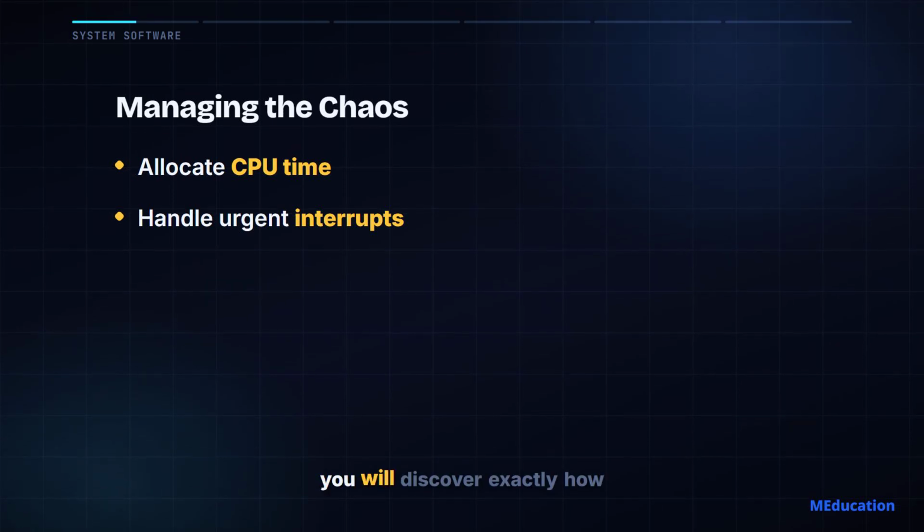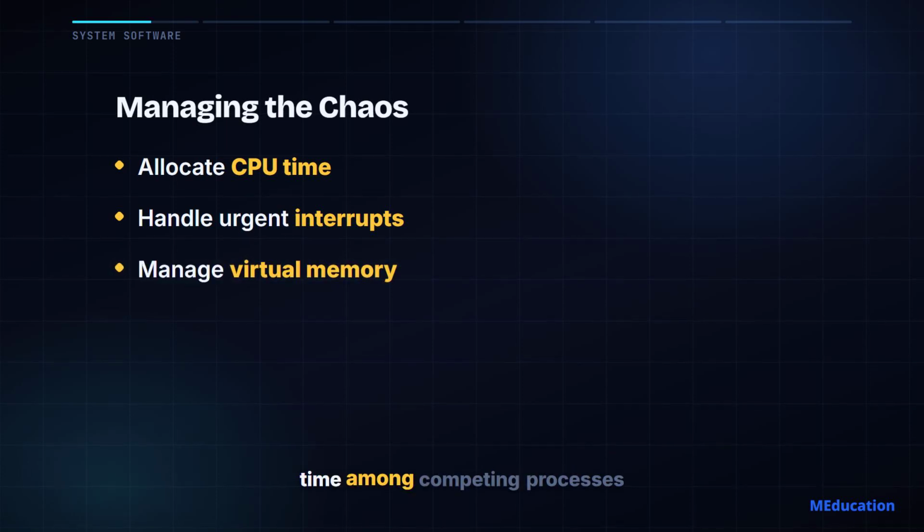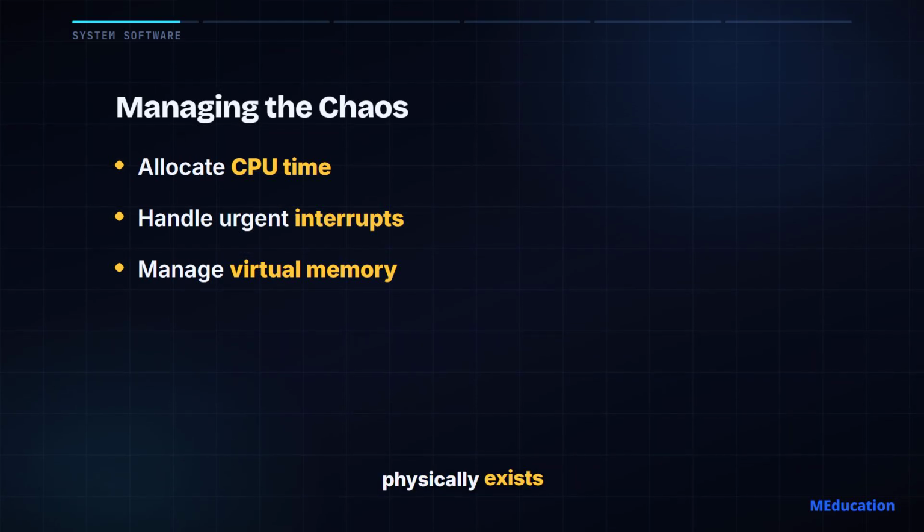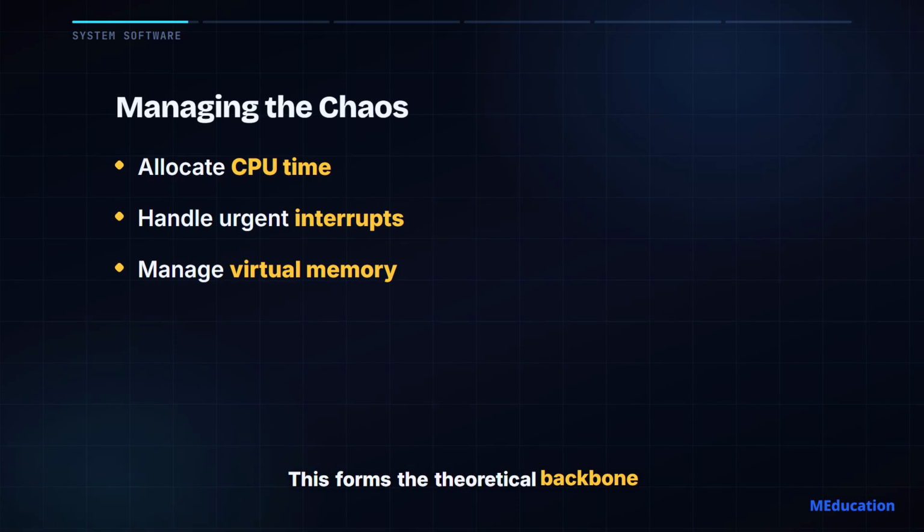In this unit, you will discover exactly how the OS allocates limited CPU time among competing processes, how it handles sudden hardware demands, and how it perfectly fakes having more memory than physically exists. This forms the theoretical backbone of your Paper 3 exam.